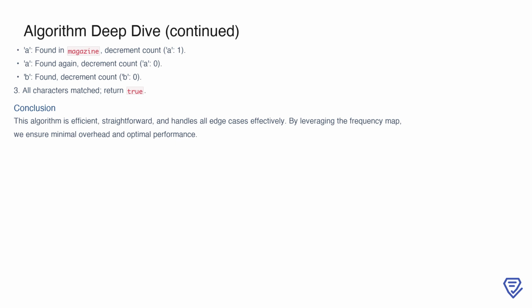This example demonstrates how the frequency map ensures efficient tracking of character usage, and the early exit condition minimizes unnecessary work. Overall, this algorithm is a robust solution for the problem, handling all edge cases effectively while maintaining optimal performance.